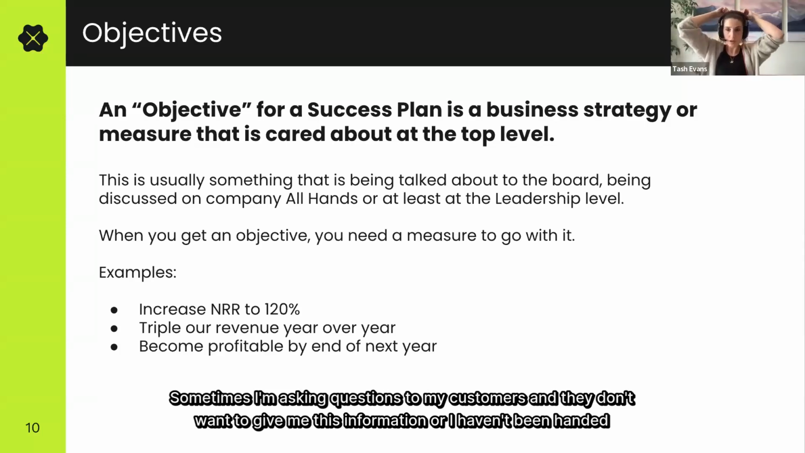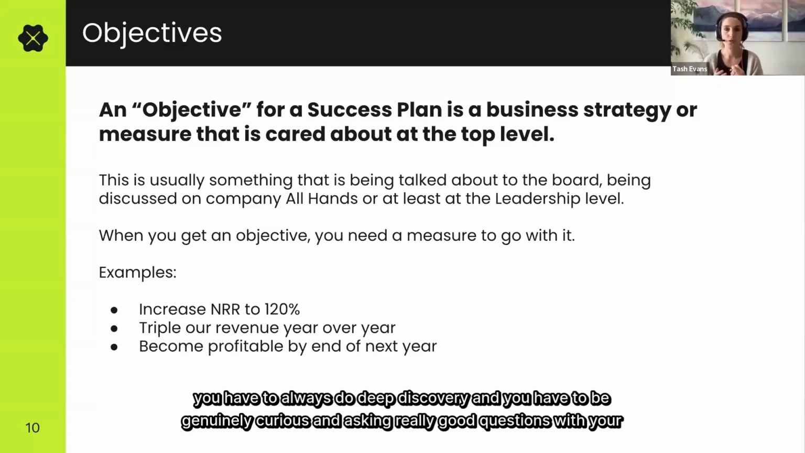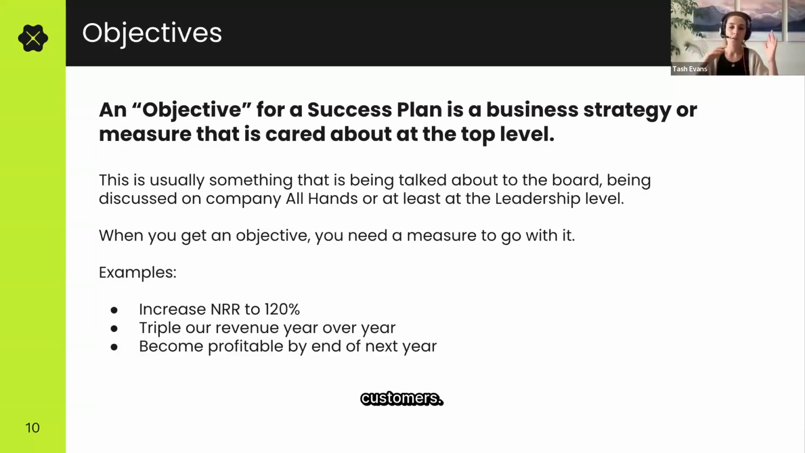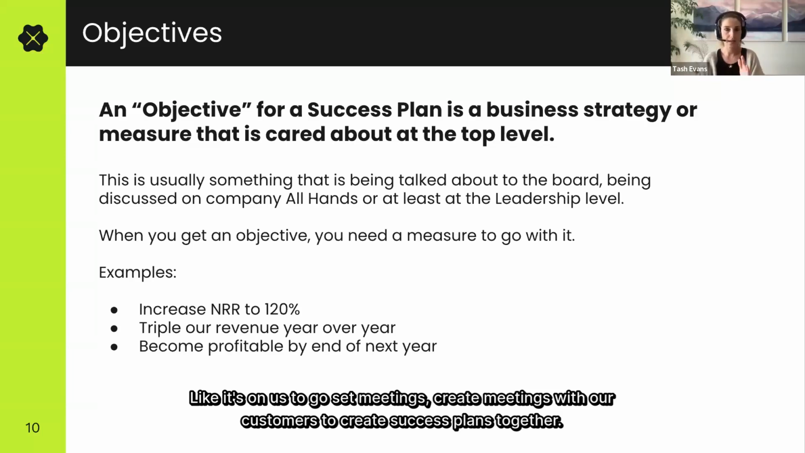Sometimes I'm asking questions to my customers and they don't want to give me this information, or I haven't been handed this information from my sales team. Where do I go get this information from? Well, the first thing is, as a really great AM or CSM, you have to always do deep discovery and you have to be genuinely curious and asking really good questions with your customers. Secondly, you can't rely on having this information passed over from the sales team. It's on us to go set meetings, create meetings with our customers to create success plans together.